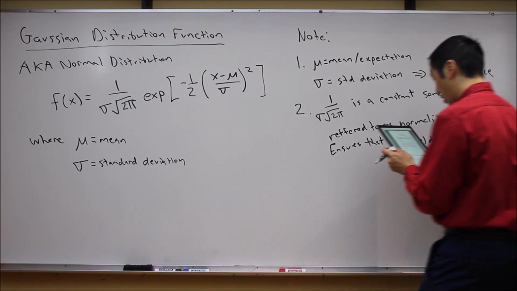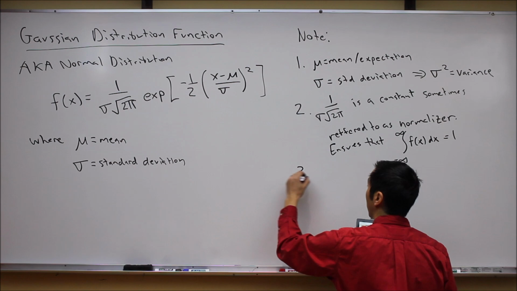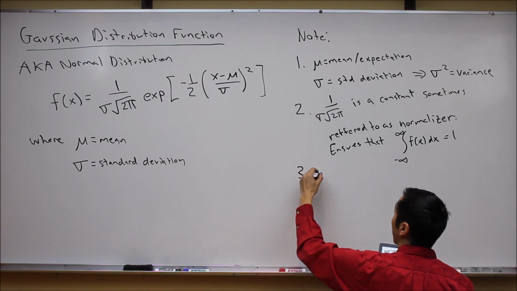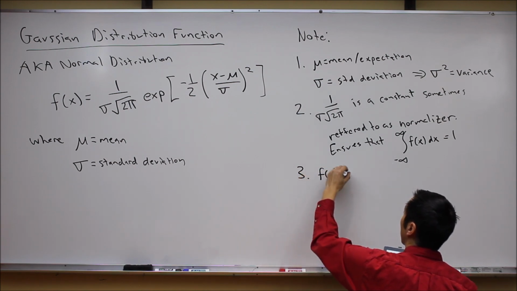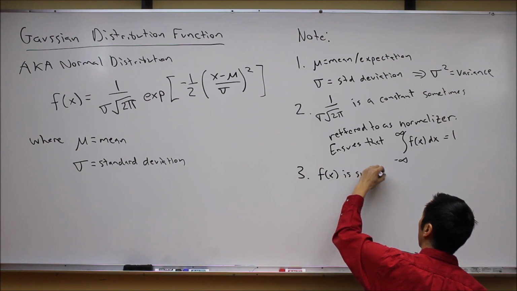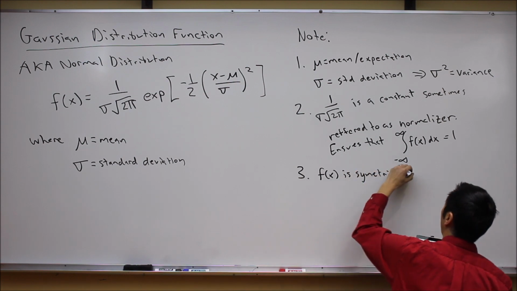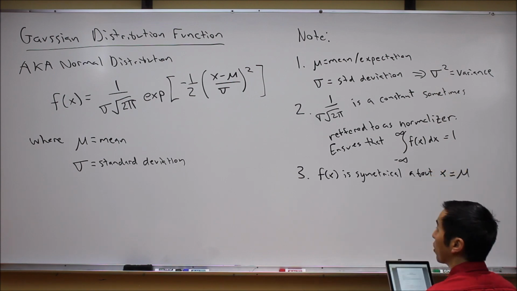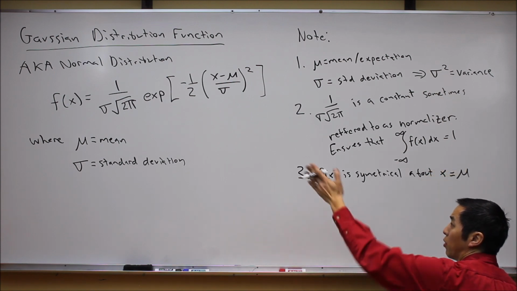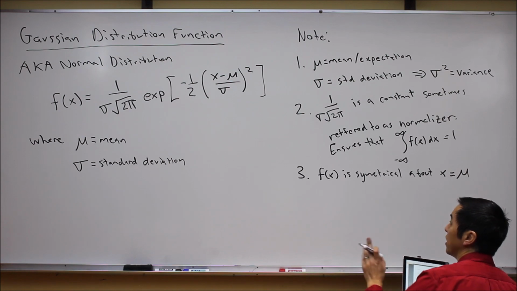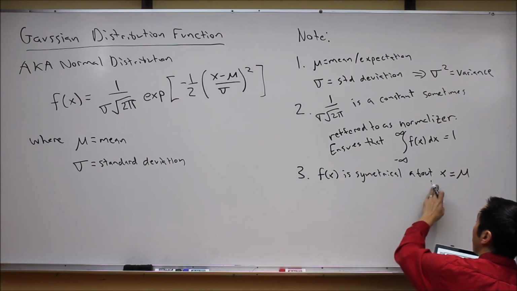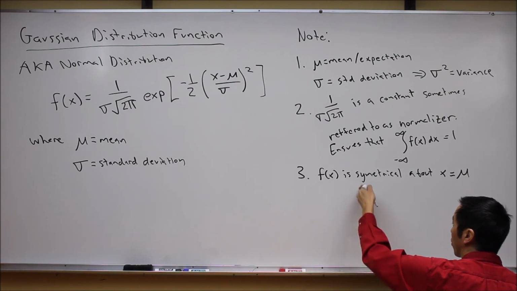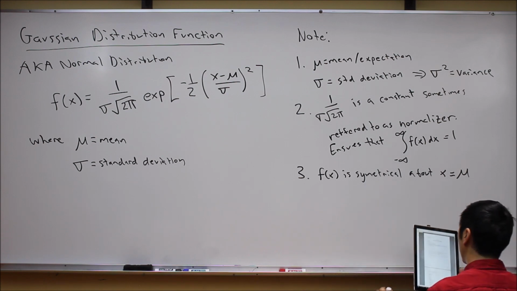Okay? The other thing to note here, number 3, this is going to be important later, but f of x is symmetrical about x equals the mean. Okay, and we're going to look at this in a couple of different plots. We'll go to the computer and plot this function out, but you'll see that it's basically symmetrical about the vertical axis of x equals mu.